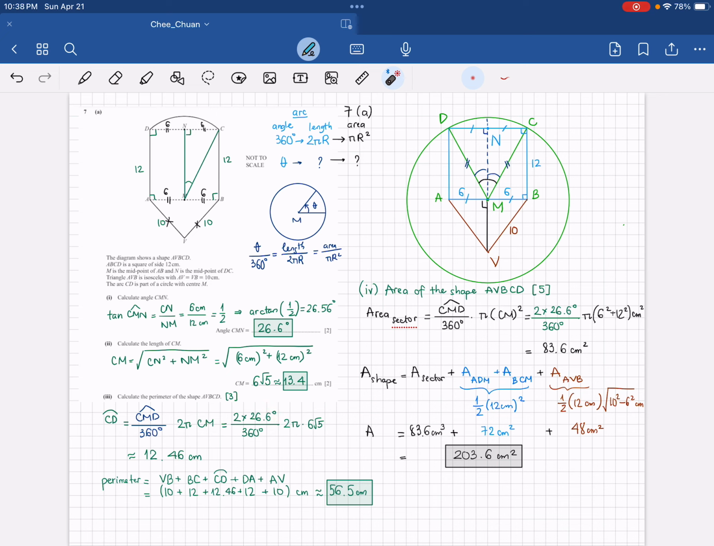Then we just plug into the formula that we have just discussed, and we get that the arc CD is around 12.46 centimeters. That's how we get the perimeter. Just plug in the other values and it equals 56.5 centimeters.